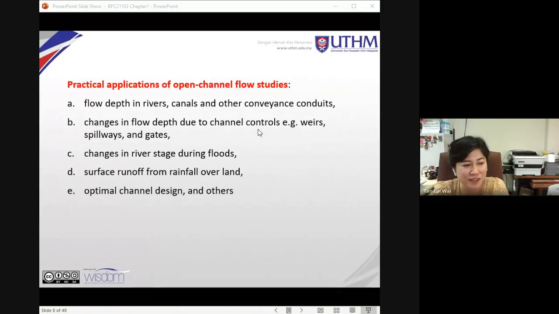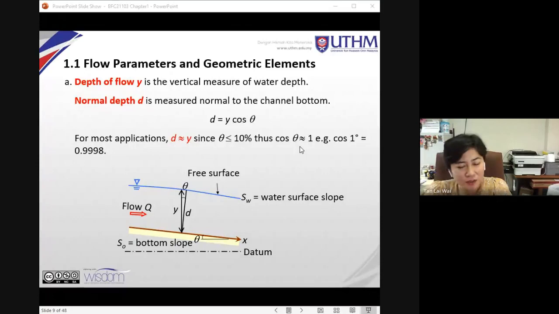And then, okay, this topic, we are going to look at flow parameters and geometric elements. So we are going to look at all these variables or geometric elements that we are going to use throughout most probably chapter 1 to 5 lah. Chapter 6 is about pump and turbine. So it's not really open channel flow, alright? Pump and turbine, there's pressure in the pipe flow lah, basically. So chapter 1 to 5, we are going to look at open channel flows.